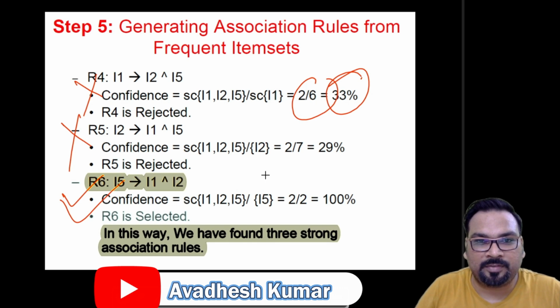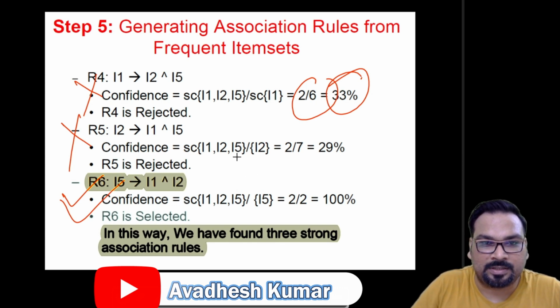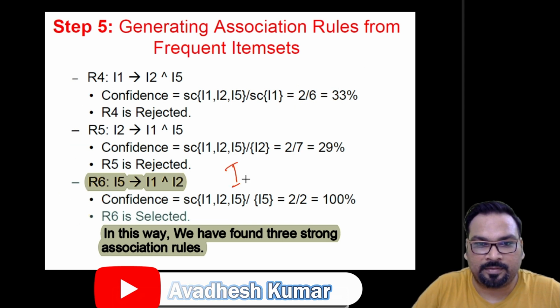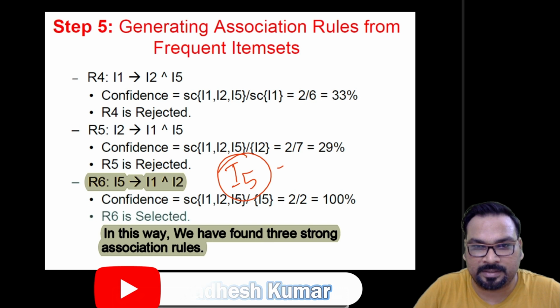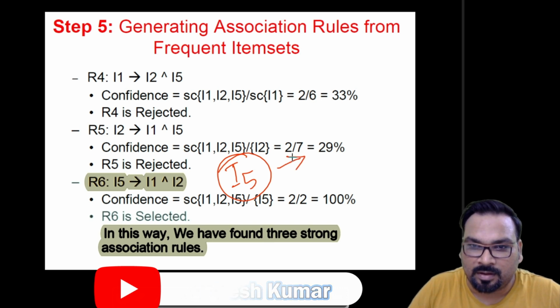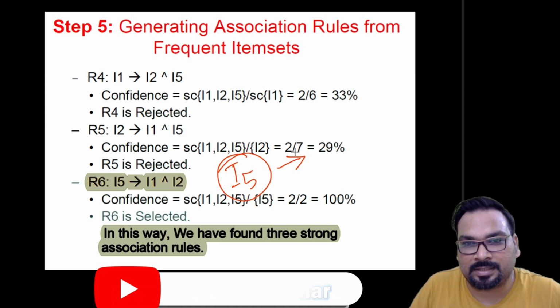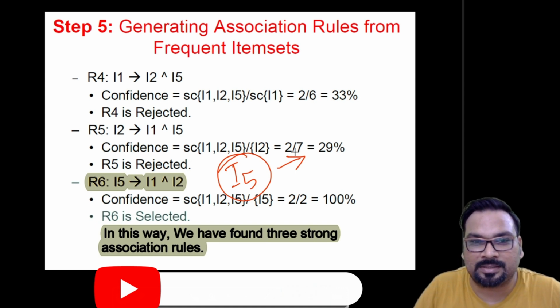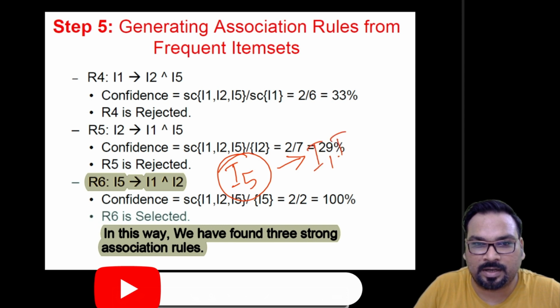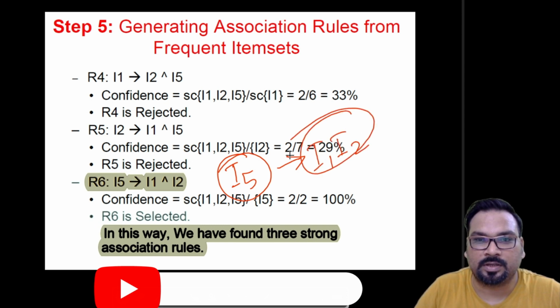So basically we have three relations. When a person purchases I5, there is a high chance that person will also purchase I1 and I2, these two items.